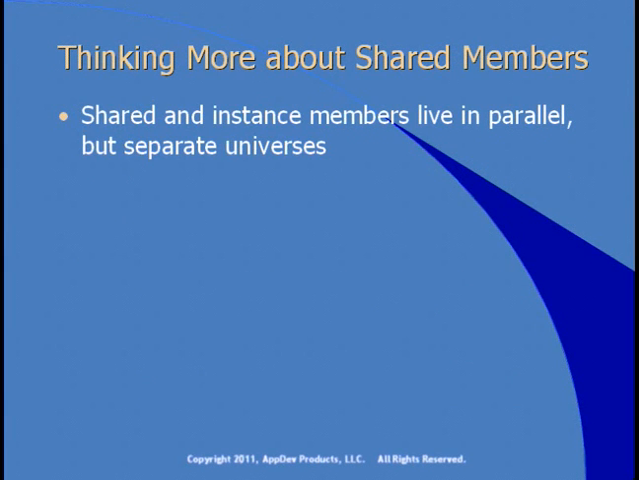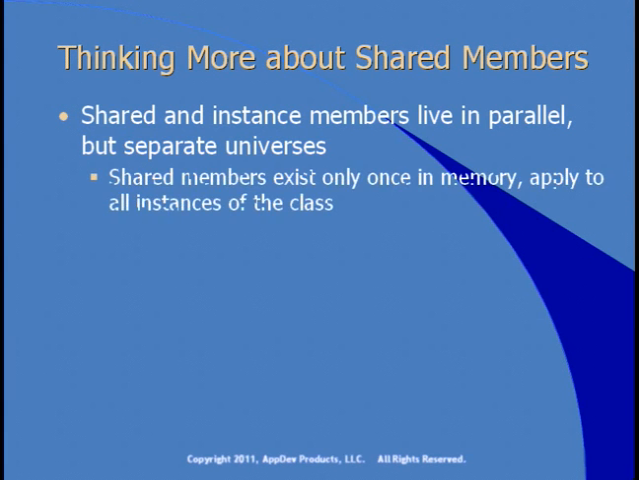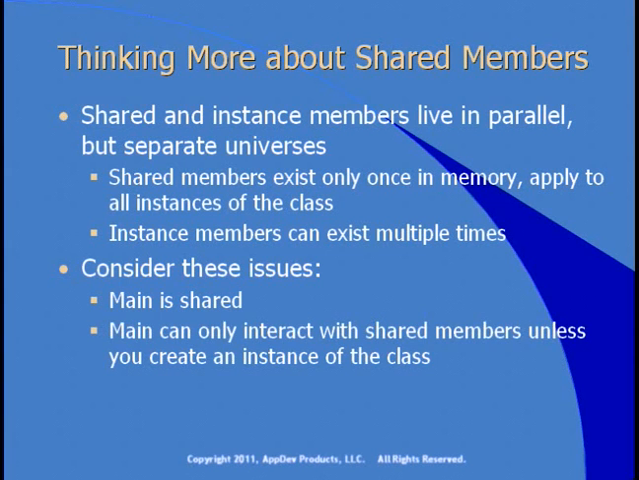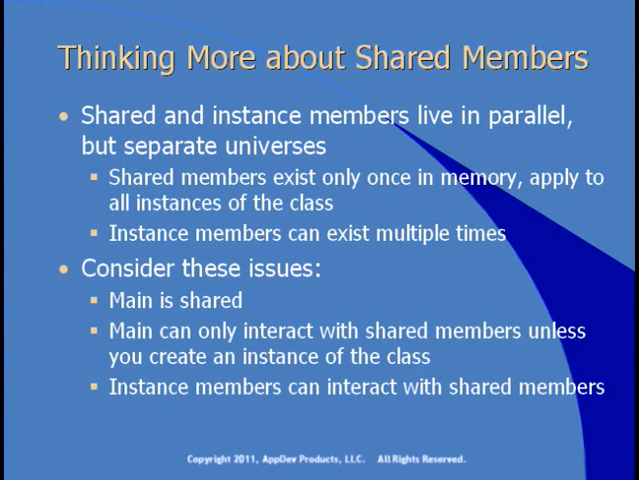It's important to remember that shared and instance members live in parallel but separate universes. Shared members exist only once in memory and apply to all instances of the class, and instance members can exist multiple times in memory. You have to consider these issues. In our applications, the main procedure is shared. Main can only interact with shared members unless you happen to create an instance of the class. And instance members can always interact with shared members because they're sitting there in memory for anyone to get at. We'll look at examples that demonstrate these behaviors.